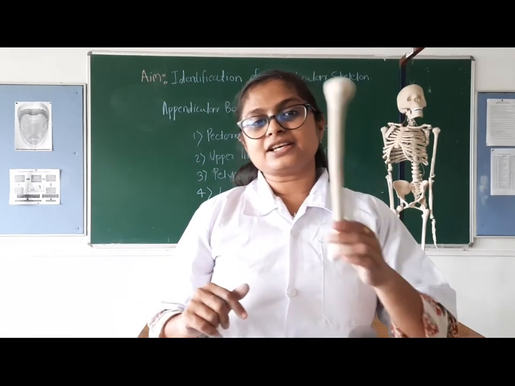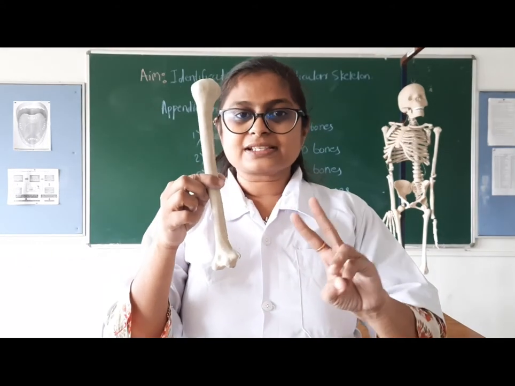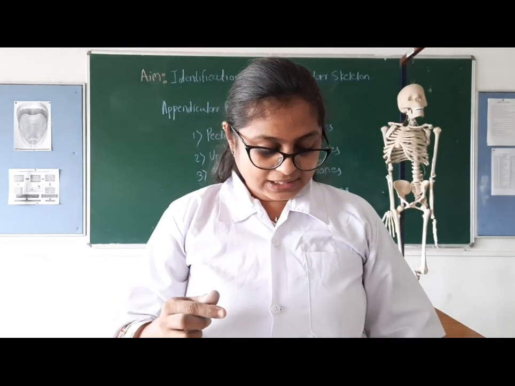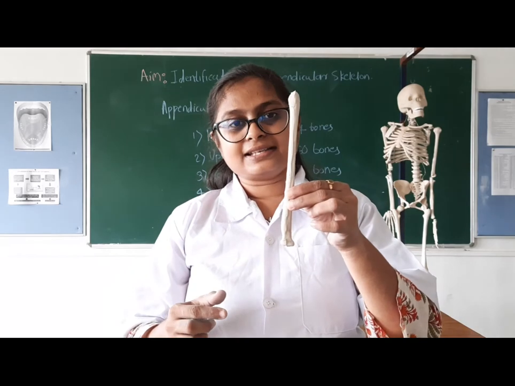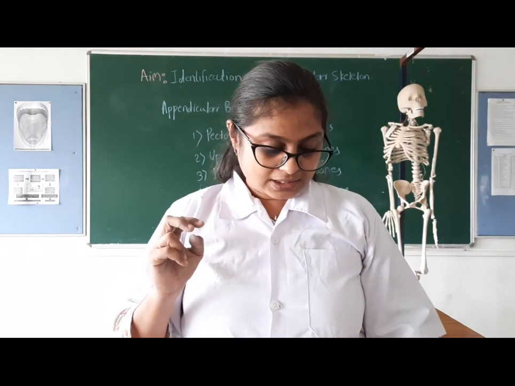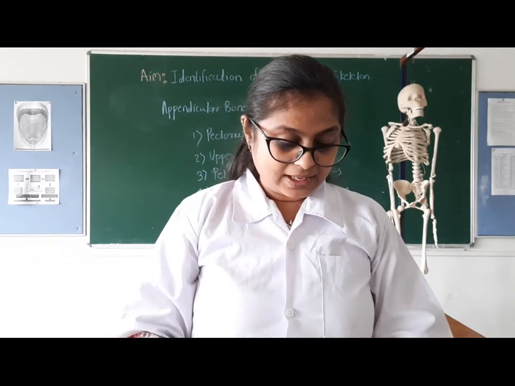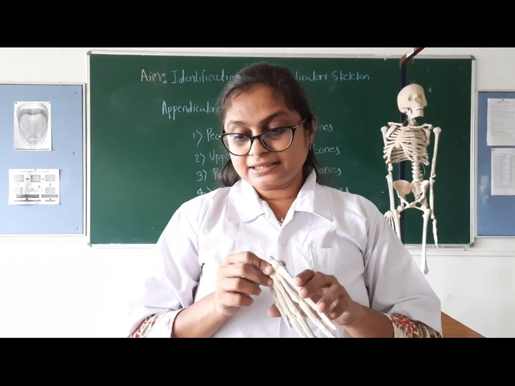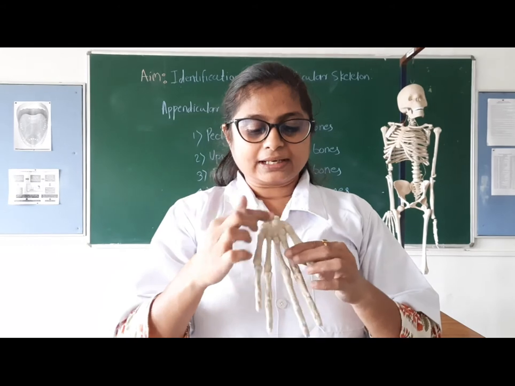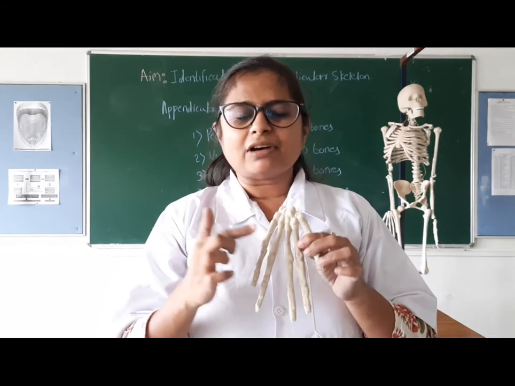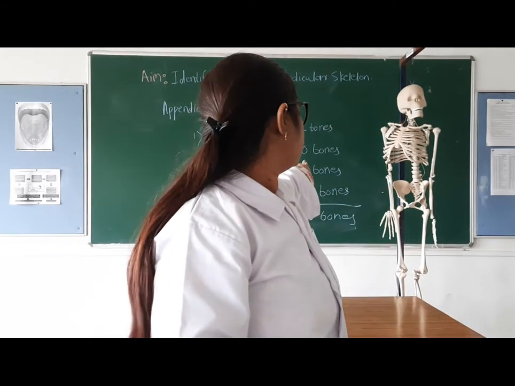Upper limb contains the humerus. Okay, this humerus contains the 2 bones. Next one is the radius. Radius contains again the 2 bones. Next one is the ulna. Ulna contains the 2 bones. Carpals contain the 16 bones, metacarpals contain the 10 bones, phalanges contain the 28 bones. Okay, these are the upper limbs, and total the upper limb contains the 60 bones.